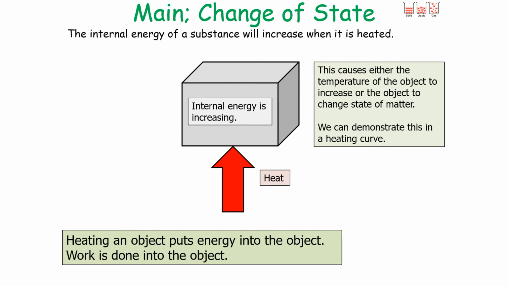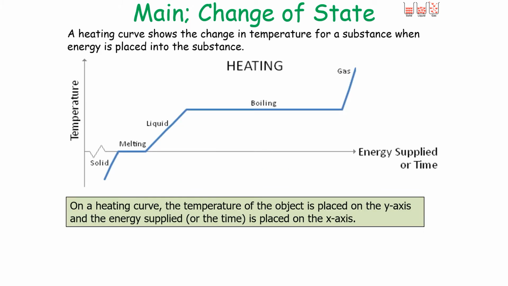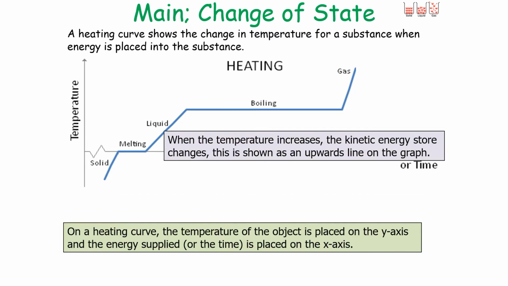Now we can demonstrate this with a heating curve. A heating curve shows the change of temperature for a substance when energy is placed into that substance. So on the y-axis we place the temperature of the object, and on the x-axis we place the energy supplied into the object, or the time. And what happens is when the temperature increases, the kinetic energy store of the internal energy will change, and this is shown as an upwards line on the graph.